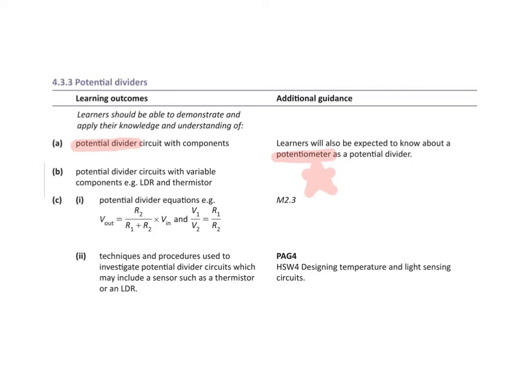We will look at potential dividers in circuits that have variable components, so like LDR, thermistor, variable resistor. We will also look at these equations and how to derive them and get to them, and techniques and procedures used to investigate potential divider circuits as well. So this is more of a practical application and how you can test it, which is quite simple to follow.